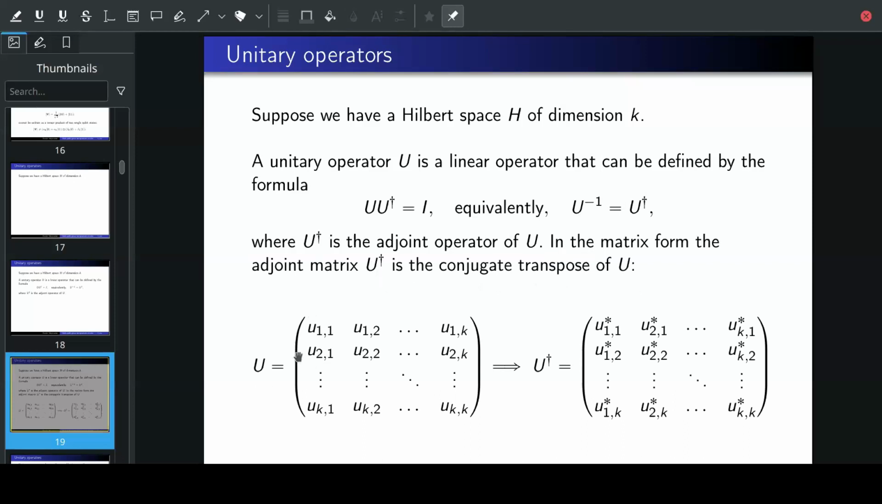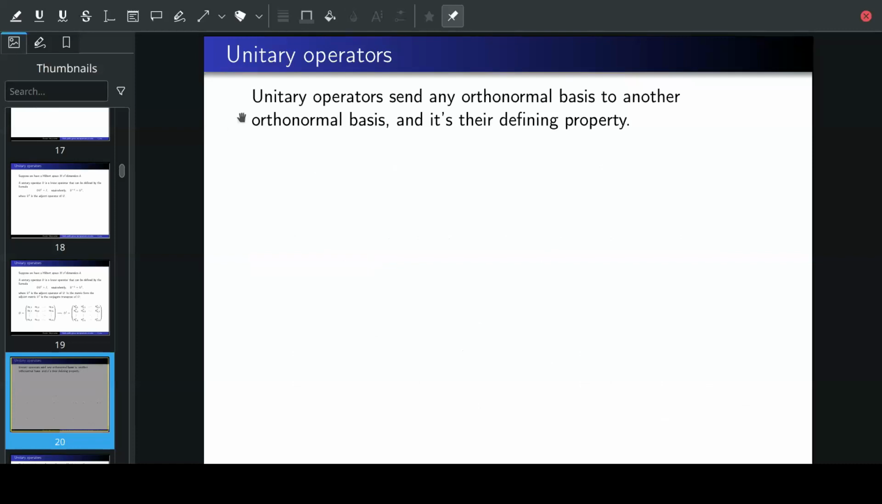So if U has this matrix, then to compute the conjugate transpose, what we need is to transpose this matrix and take the conjugation of the complex numbers at each entry. The important property is that unitary operators send any orthonormal basis of this space to another orthonormal basis. And this is actually their defining property.